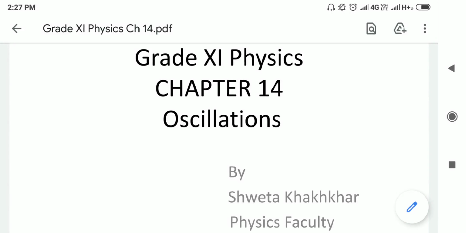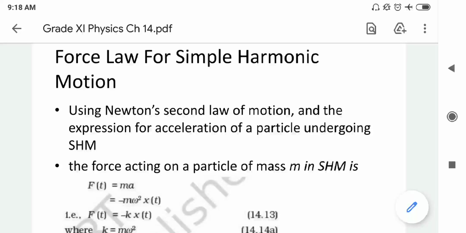Listeners, let us start our new session of Chapter 14, Oscillations. Now let us understand the force law for simple harmonic motion.